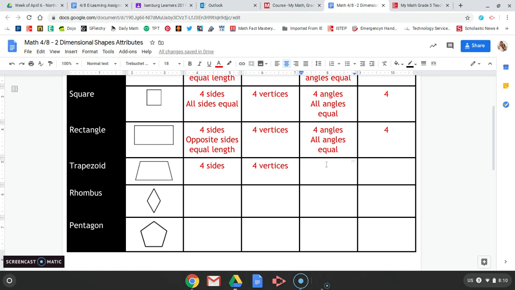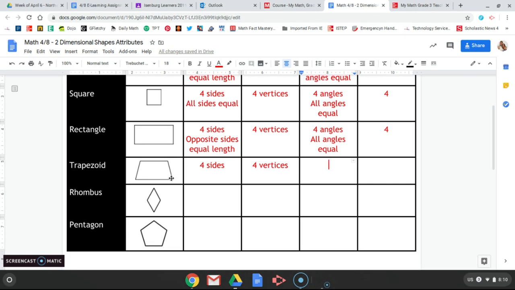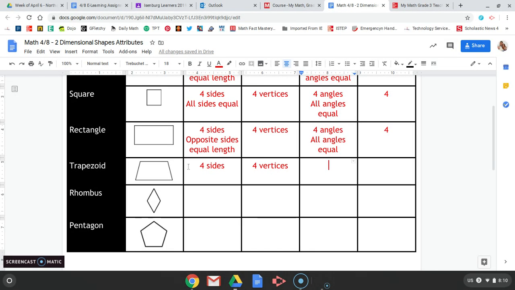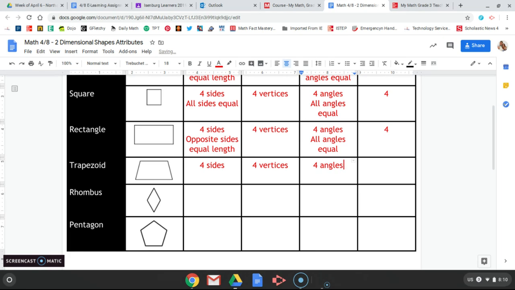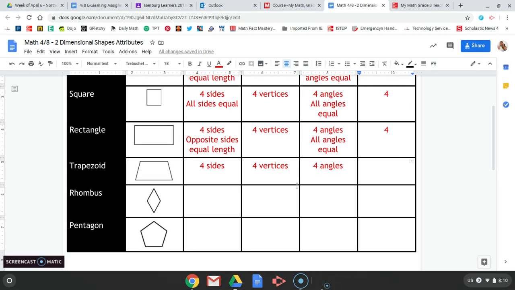And now let's think about the angles. So look at the opposite angles. This one and this one. They don't match. This one, they don't match. So there are no specific rules about the angles of a trapezoid. So it can have any kind of angles it wants as long as there's 4 of them. So then look at this shape. Are there any right angles? Nope. There can be, but there don't have to be.